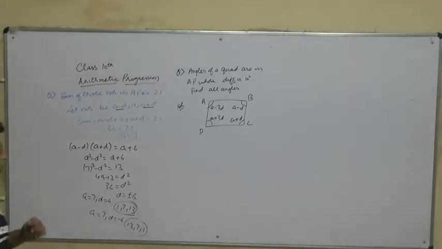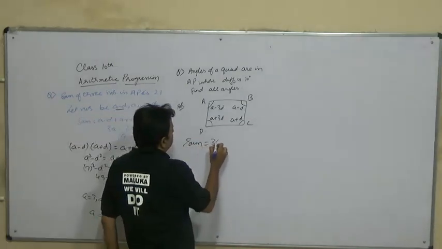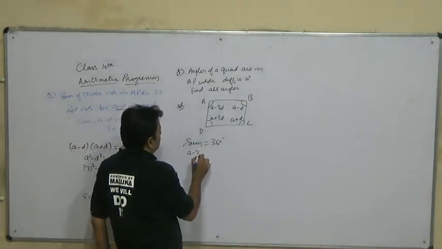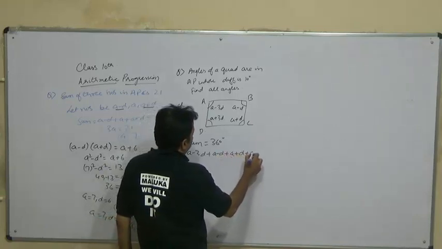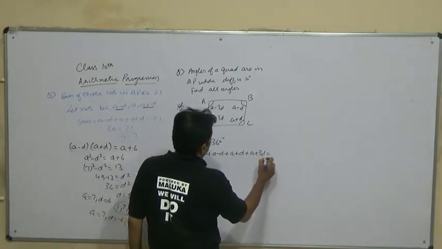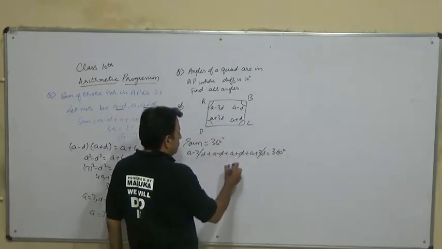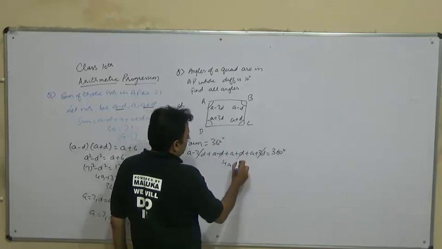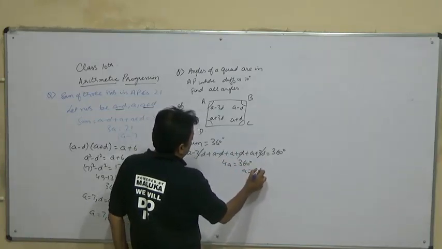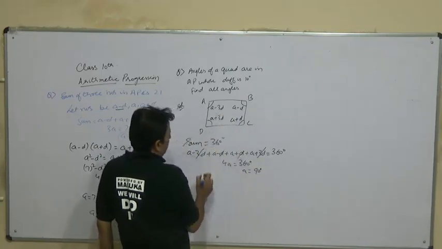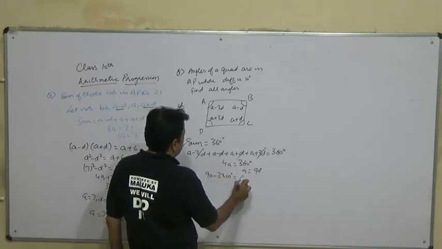Now we know that the sum is equal to 360. So it means a minus 3d, a minus d, a plus d, a plus 3d is equal to 360 degree. So these two cancel out, this cancels out. 4a is equal to 360 degree. The value of a is 90 degree. But we have to find the angles. The first angle will be 90 minus 3 into 10 degree, which is 60 degree.